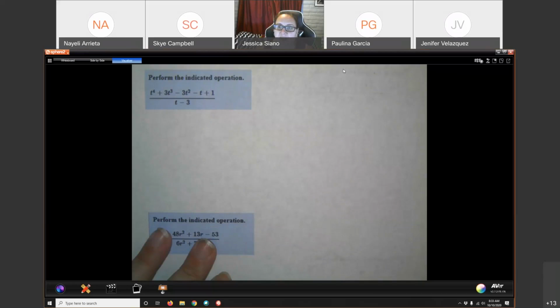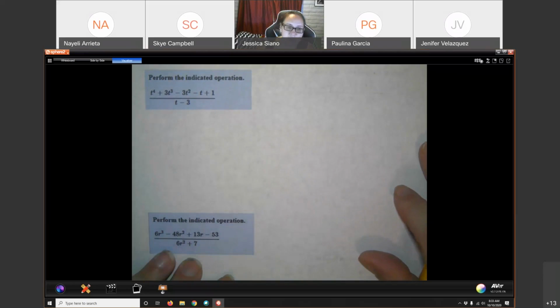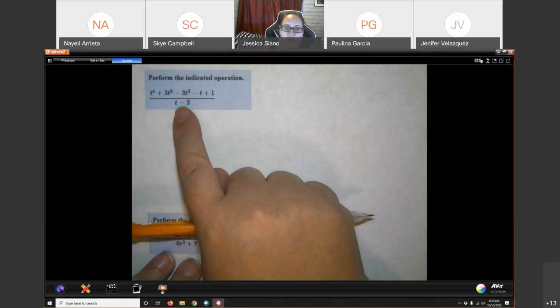3.5 is on dividing polynomials. There are times where we can do synthetic division, and there are times where we can't, and we have to do long division. So we can do synthetic division if all you have is just your variable and then a plus or minus and then your number. So this is a perfect example of a time that we can do synthetic division.